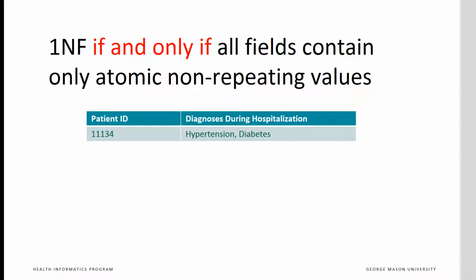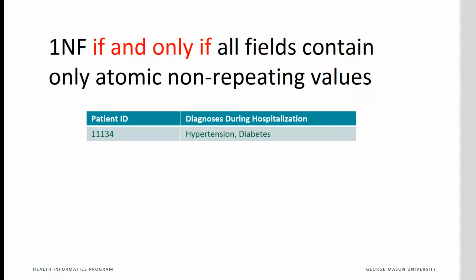We can avoid data anomalies by putting tables in the first normal form. A table is said to be in the first normal form if and only if all fields contain only atomic values and there are no repeating fields in a row. By atomic, we mean that it's not a composite of two facts. For example, total charges is a composite of hospital and outpatient charges and cannot be a field in the table in this first normal form.